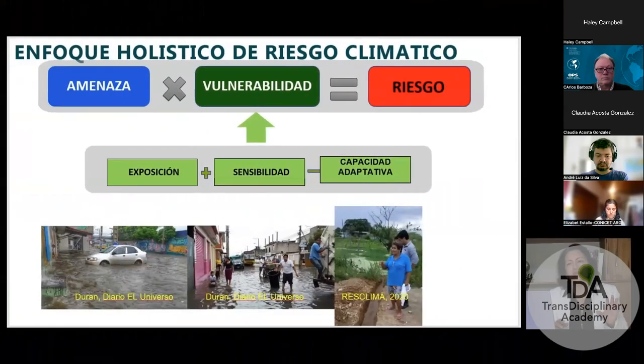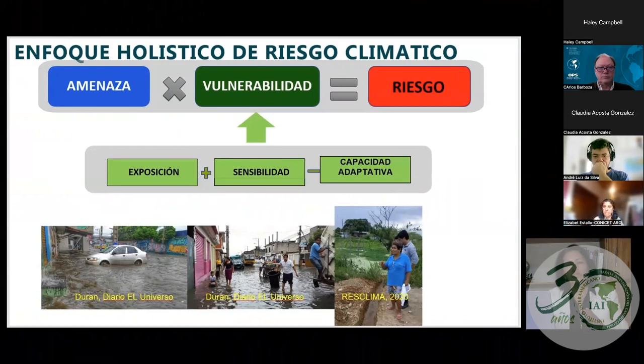Entonces, nosotros utilizamos un enfoque holístico para el riesgo climático que se basa en estos dos componentes: el de la amenaza, en este caso climático, y el de la vulnerabilidad. Los dos juntos y su interacción me producen el riesgo climático, pero la vulnerabilidad está formada de tres componentes. Uno, la exposición a esa amenaza climática. Dos, la sensibilidad del sistema humano o de la ciudad. Y tres, la capacidad adaptativa que tenía el sistema con respecto a responder a esas amenazas climáticas.